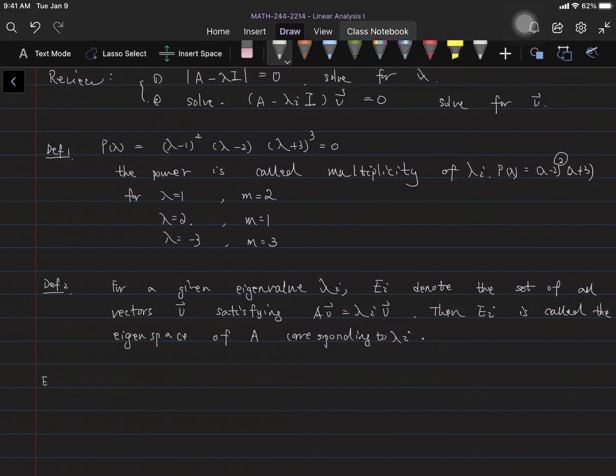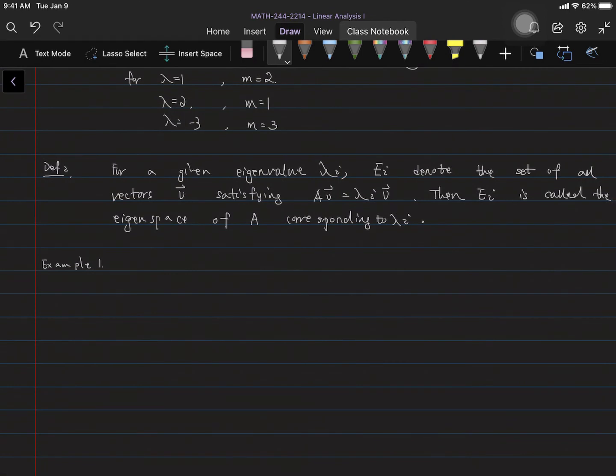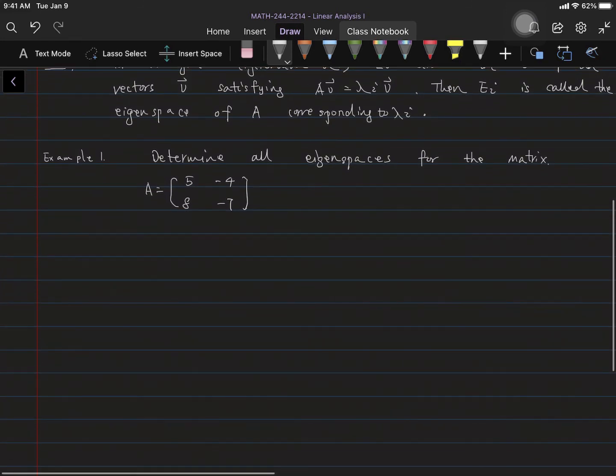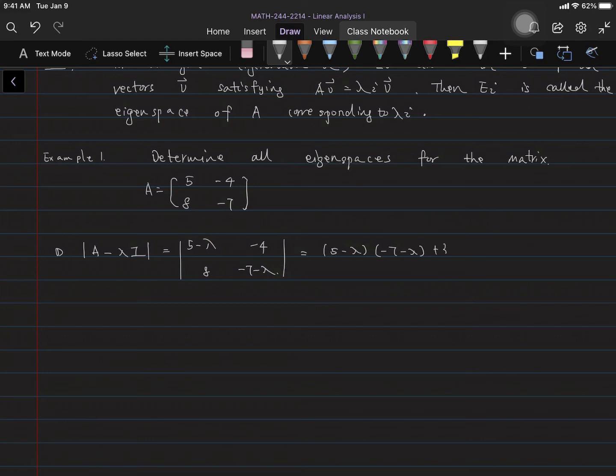Now let's take a look at example 1. I will show you how to find the eigenspace for a given eigenvalue. Determine all eigenspaces for this matrix. A is given by a 2 by 2 matrix: 5, negative 4, 8, negative 7. We can also review how to calculate eigenvalues. First step, set the determinant of A minus lambda I equal to 0. So this means 5 minus lambda, negative 7 minus lambda, and negative 4 and 8. Simplify: 5 minus lambda times negative 7 minus lambda, plus 32 equals 0.